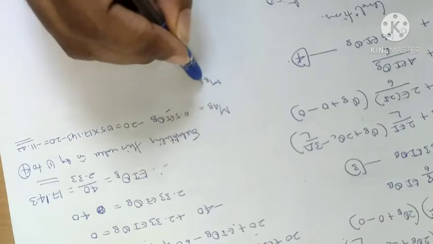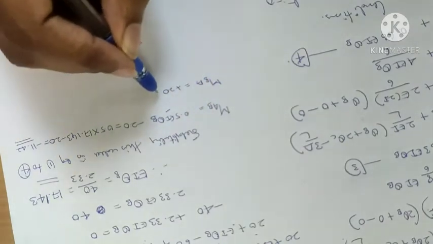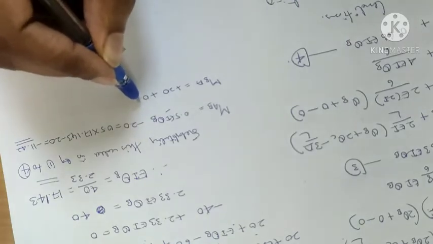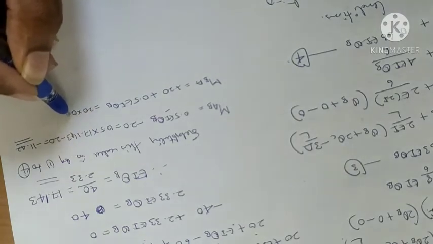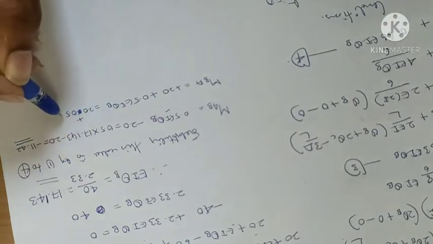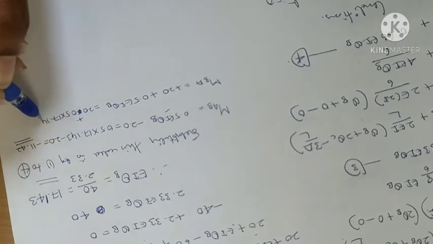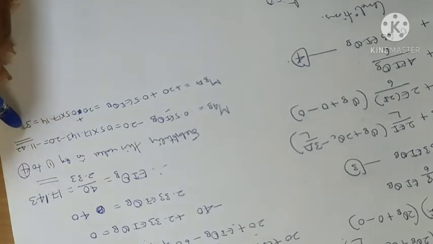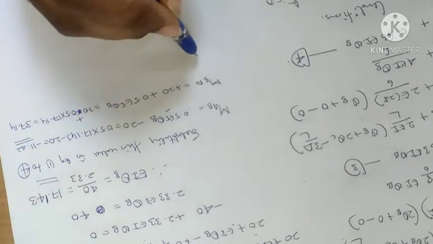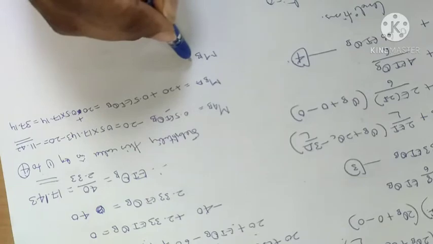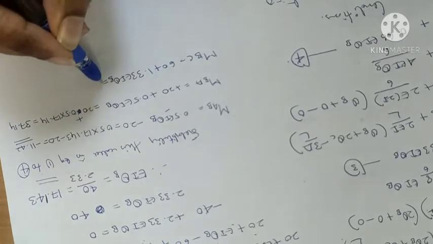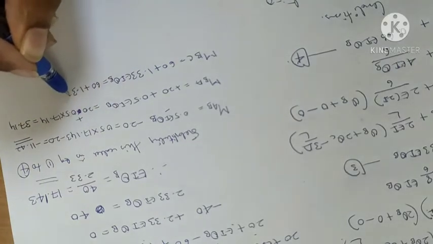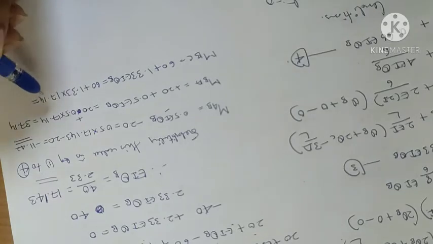Similarly, MBA, what was the MBA equation? It was plus 20 plus 0.5 EI theta B. So 20 plus 0.5 into 17.14 will be equal to 37.14. Similarly, MBC, what was the MBC equation? 60 plus 1.33 EI theta B. Substituting the EI theta B value, 60 plus 1.33 into 17.14, you will have minus 37.14.